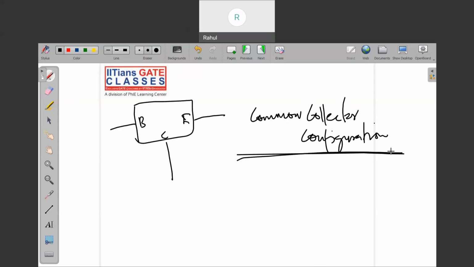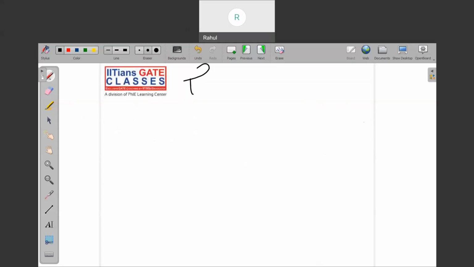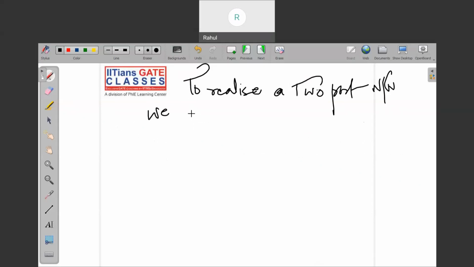If we want to define two ports, how many terminals do we need? We need four terminals, right? To realize a two port network, we need at least four terminals.